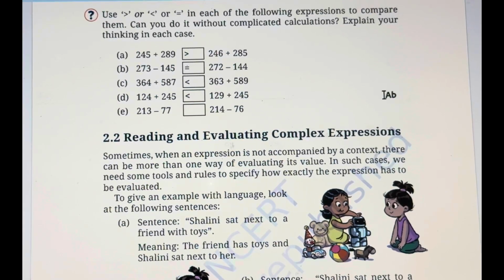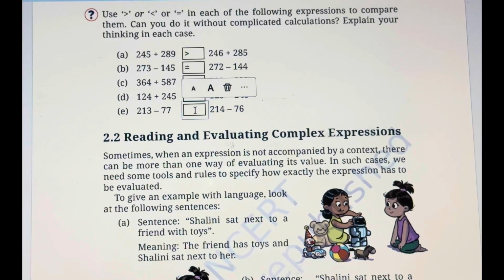Question number E, the last question. 213 minus 77 and 214 minus 76. So what is happening over here? The number is 213 and they are subtracting more from that compared to this. Here the number is more and they are subtracting less. Suppose we consider this as marbles. If you take this person as Raja, he has fewer marbles and more are subtracted. Only one difference is there in both. And Joy has 214 marbles and fewer are subtracted. Naturally, the value of Joy's marbles will be more.